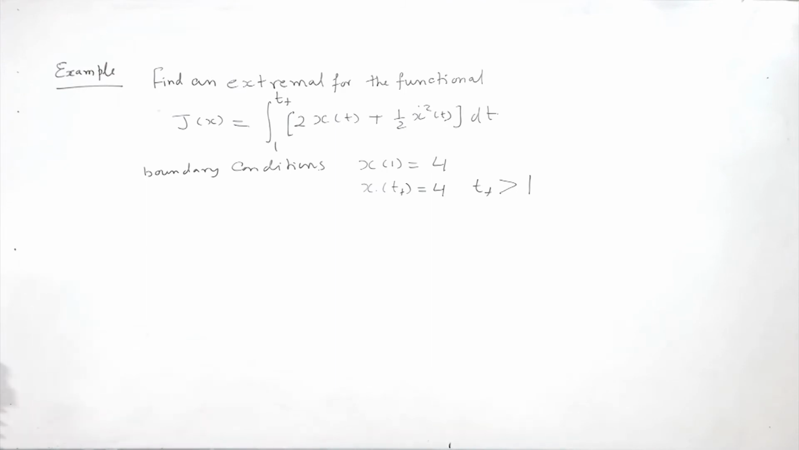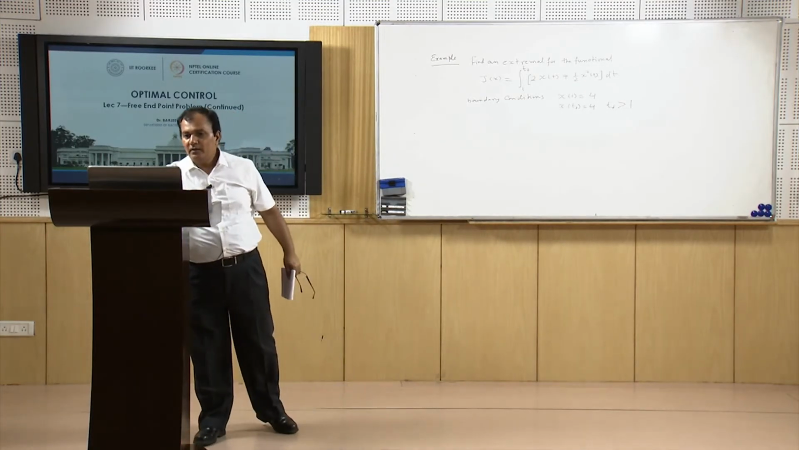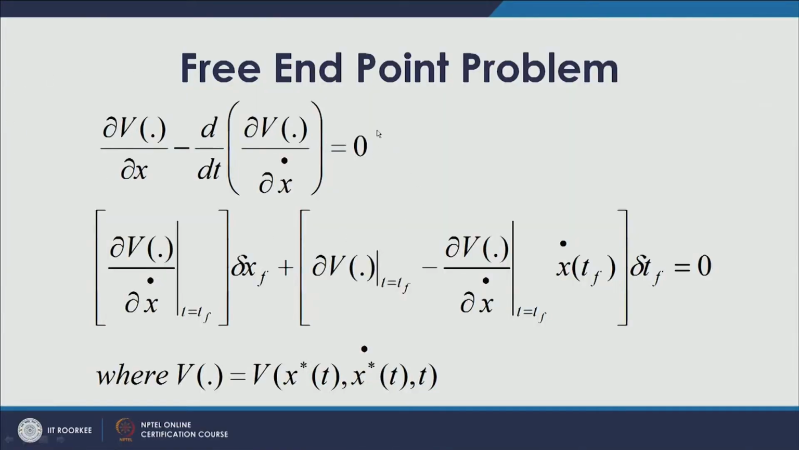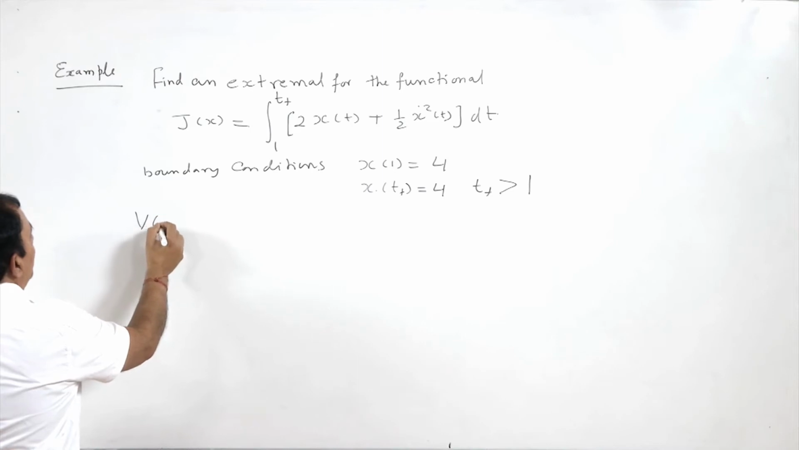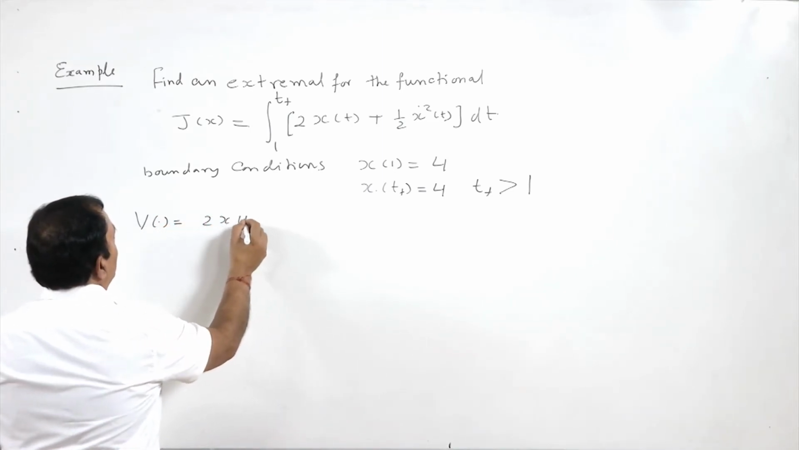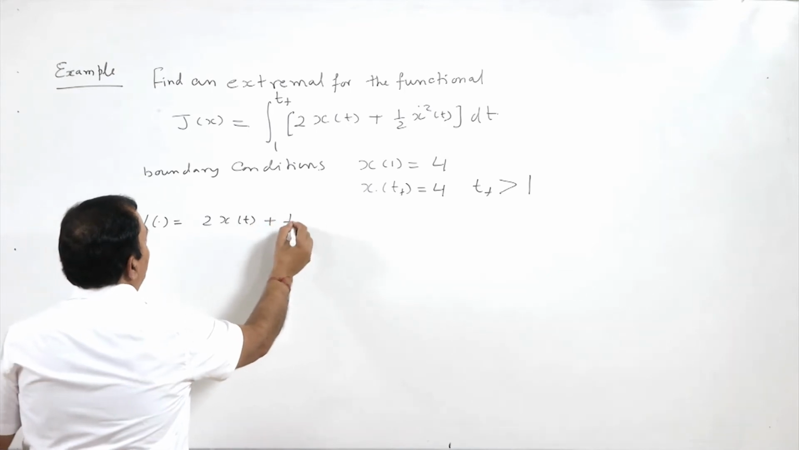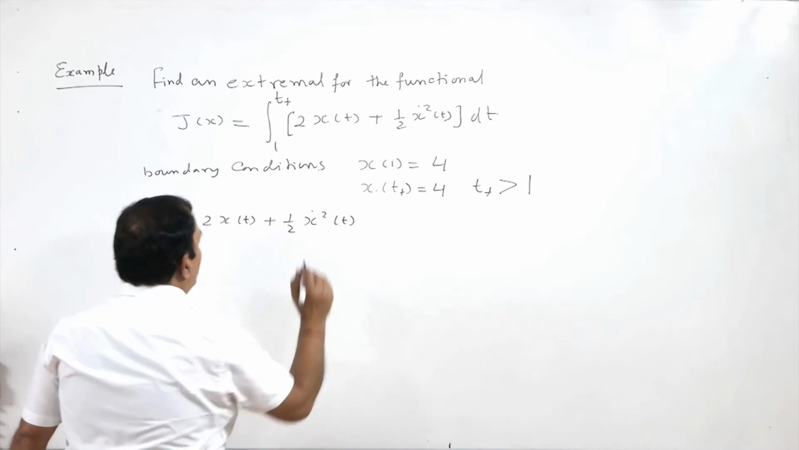So, as the first step we have to solve the EL equation given by the first equation here. So, in this case my V is 2x(t) plus 1 by 2 x dot squared of t.